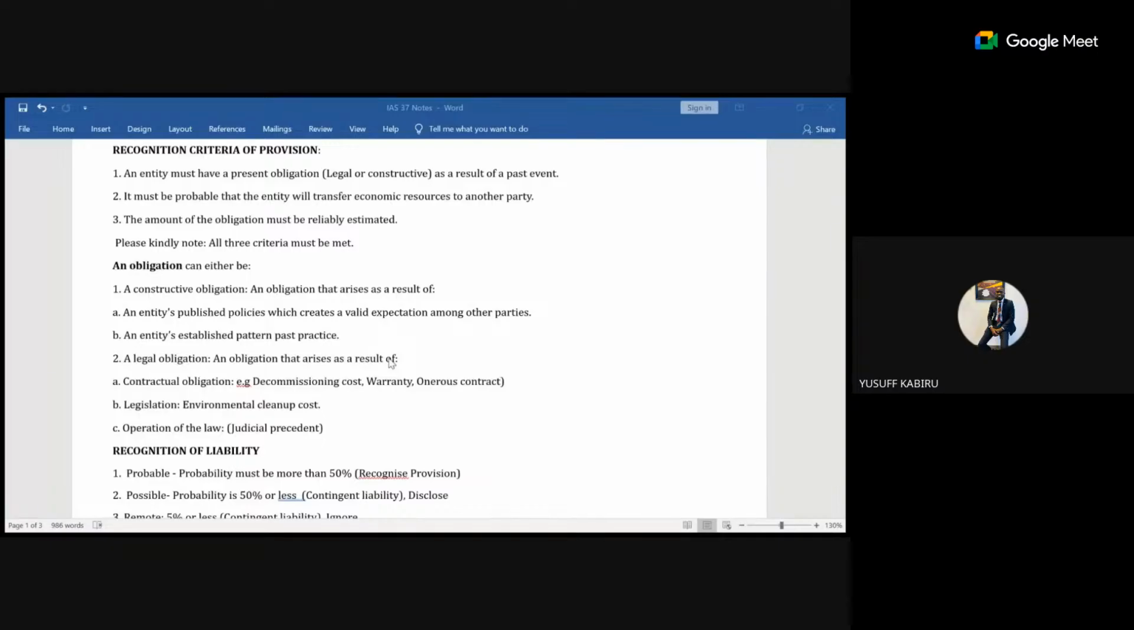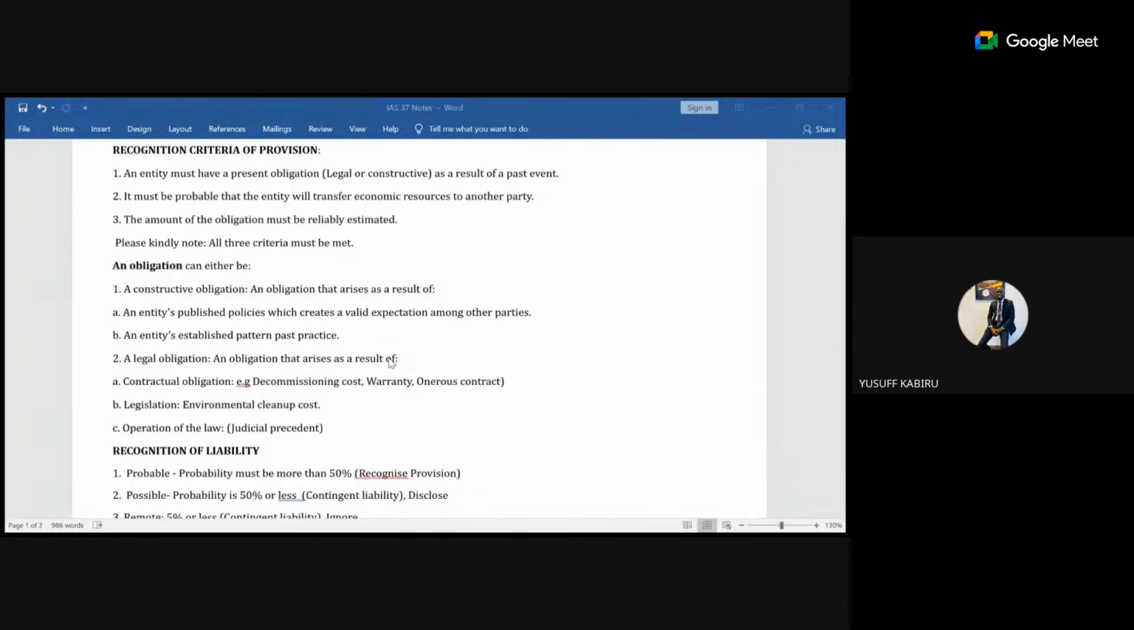Maybe that community is very big. Since you have established that pattern on a yearly basis, although you and the community don't have a contract, do you agree with me that this is a constructive obligation? The simple way to put it: a constructive obligation is an obligation an organization has as a result of not having a legal obligation. You don't have a business with anybody.